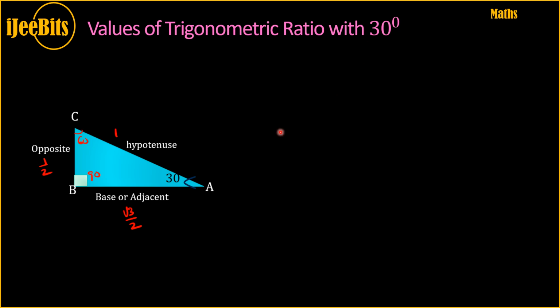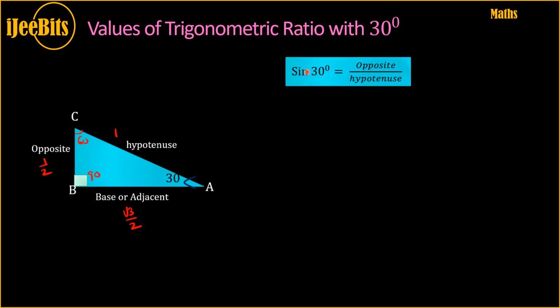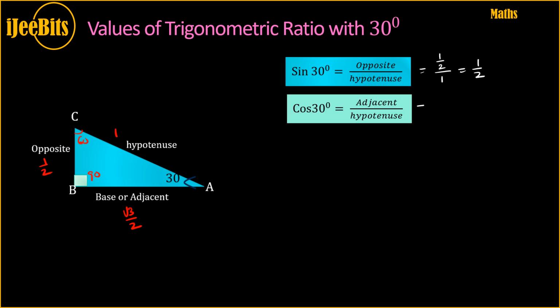Okay, so let's find out now. Sine 30 equals opposite by hypotenuse. With the angle of elevation 30 at angle A, opposite is 1 by 2 divided by 1. So what's the value here? 1 by 2 divided by 1, which is nothing but 1 by 2. Similarly, cos 30 is adjacent by hypotenuse. What is the adjacent value from the diagram? Root 3 by 2, divided by 1, since hypotenuse is 1. So root 3 by 2 is the cos 30 value.